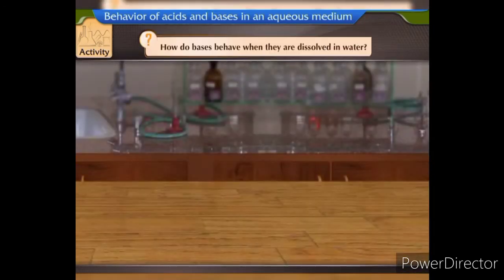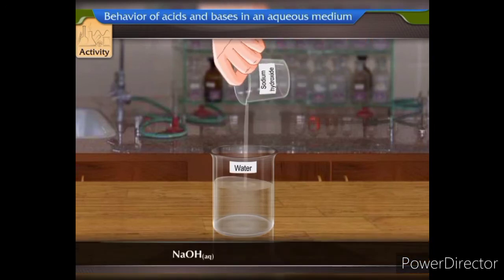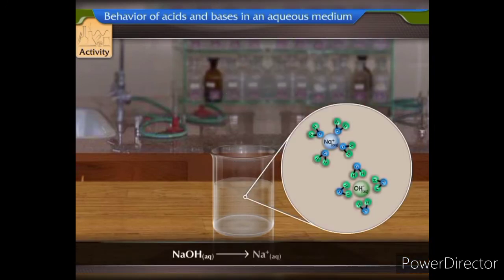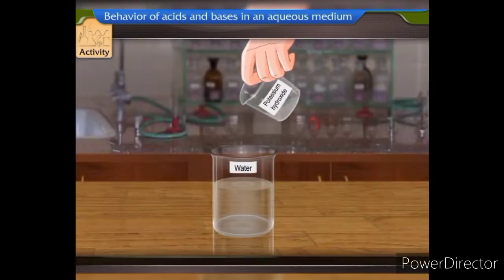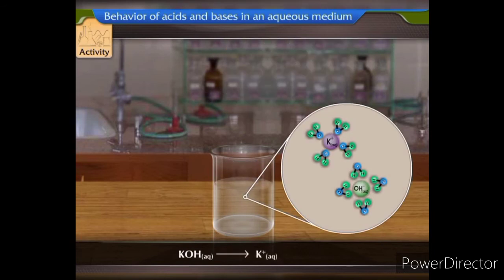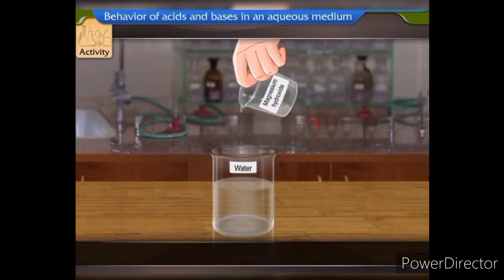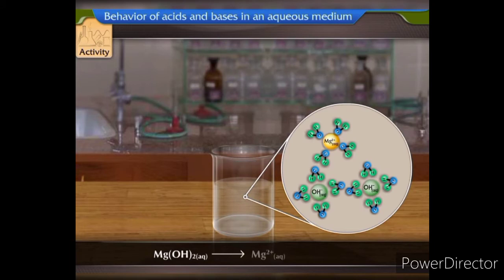How do bases behave when they are dissolved in water? Sodium hydroxide dissolves in water to produce sodium ions and hydroxide ions. All alkalis dissolve in water to produce hydroxide ions. Potassium hydroxide dissolves in water to produce potassium ions and hydroxide ions. Magnesium hydroxide dissolves in water to produce magnesium ions and hydroxide ions.